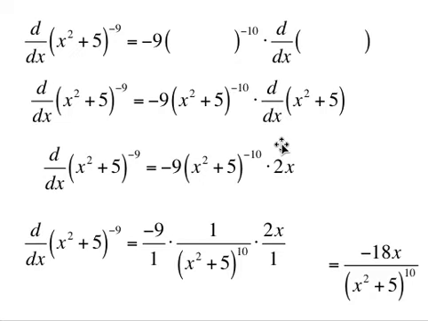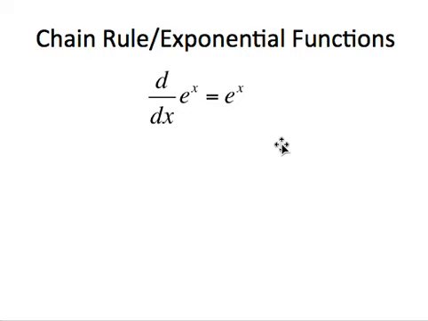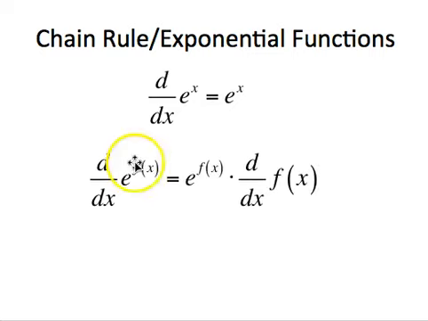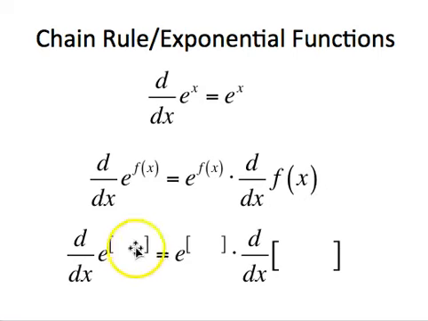Next, we're going to take a look at the chain rule as an extension of the e to the x function, the exponential function. We know the derivative of e to the x is e to the x. So the derivative of e to the f of x is e to the f of x times the derivative of that f of x. I want to think of it as the derivative of e to the something is e to the something times the derivative of the something.